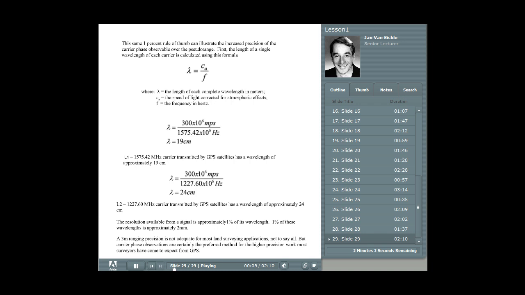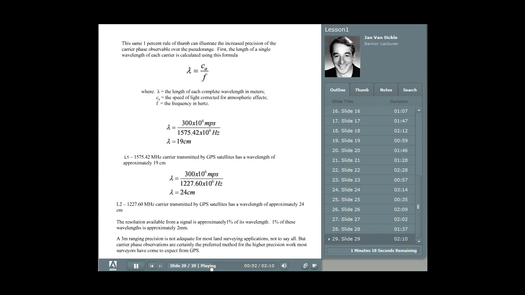That same 1% rule of thumb can illustrate how the carrier phase observable, that second observable, comes to our rescue, so to speak. With this little formula here, the length of a complete wavelength in meters is equal to the speed of light corrected for atmospheric effects divided by the frequency in hertz. Now remember that L1 is 1575.42 megahertz. So here we have a little calculation. The length of a wavelength of the L1 carrier is the speed of light on top here divided by 1575.42 times 10 to the 6 hertz. That shows that a wavelength in L1 is approximately 19 centimeters.